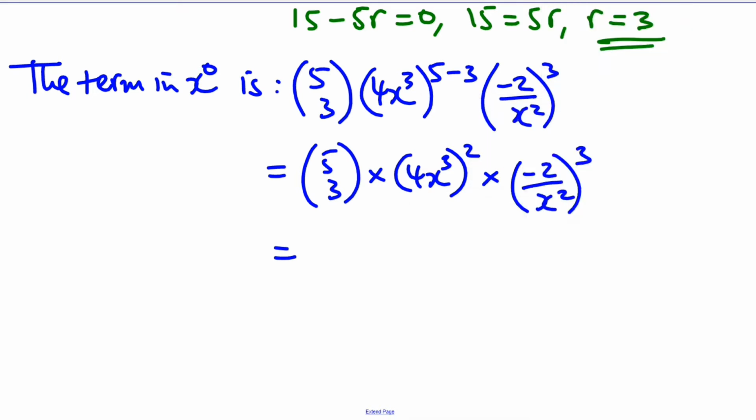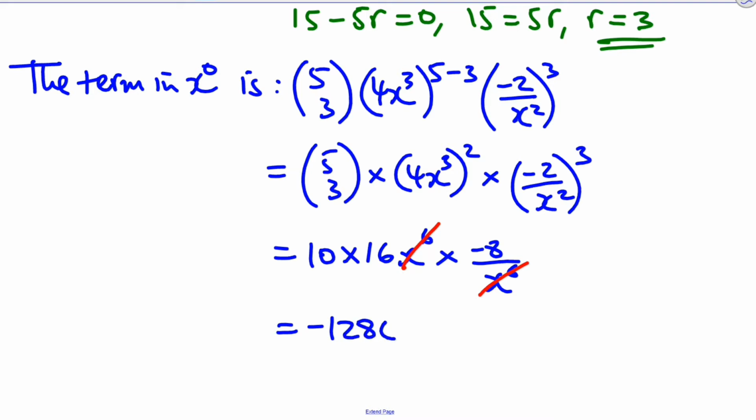So that will be 10. So you have 10 multiplied by 16 x to the power 6 multiplied by negative 8 over x to the power 6. And you can see that the x terms here will cancel, and that's why it's called a constant term. And what you'll end up with is negative 1,280.